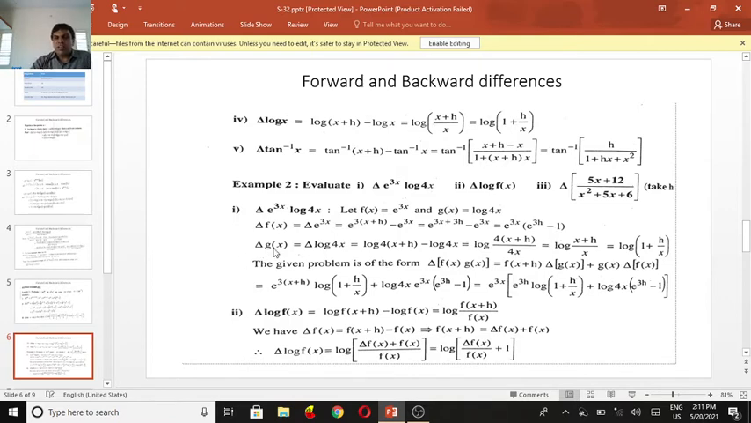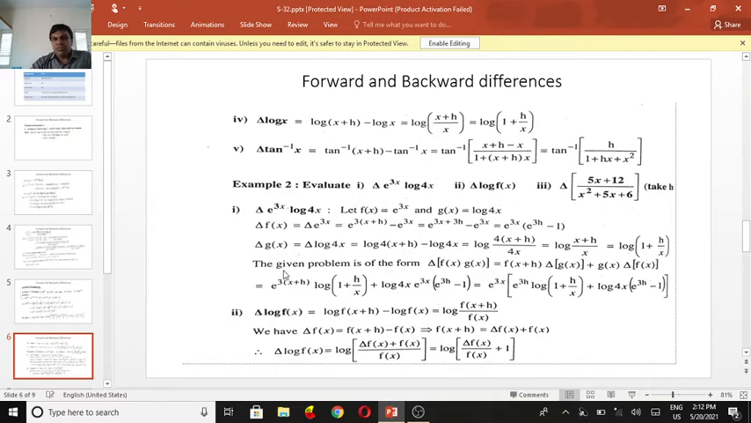Again apply for del g(x), where g(x) is log 4x. So del of log 4x gives log of 4(x + h) minus 4x. Again, a log difference is a log division: log of 4(x + h)/4x. So log of (x + h)/x. Simply we can write log(1 + h/x).